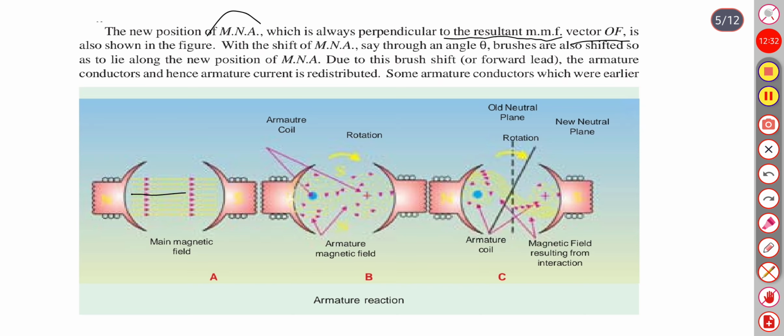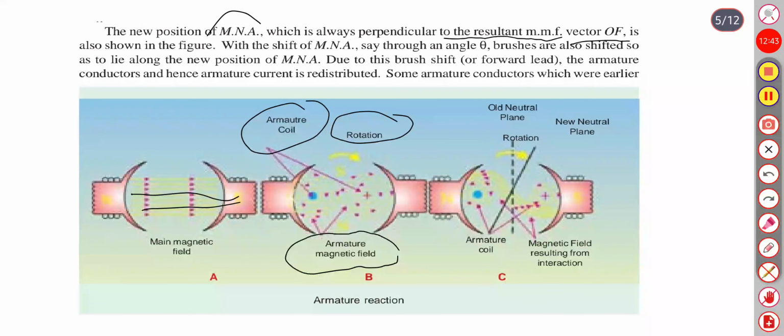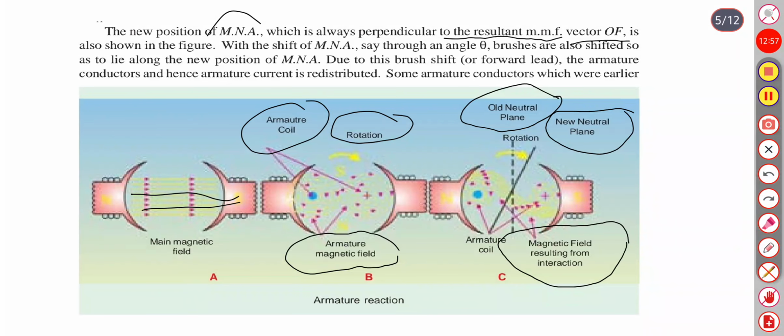This is the main magnetic field. This is the armature coil and the direction of rotation is clockwise. These are the armature magnetic fields resulting from interaction, and this is the old neutral plane, and this is the new neutral plane. There is a deviation of angle theta. So the new position of MNA, which is always perpendicular to the resultant MMF OF, is shown in the figure.